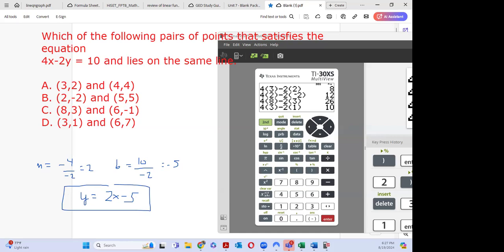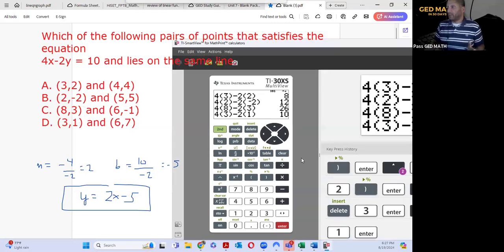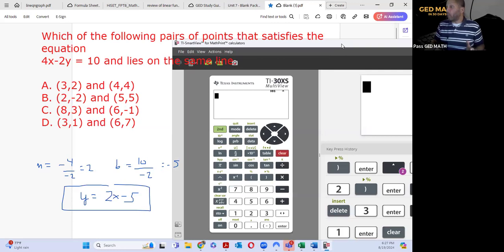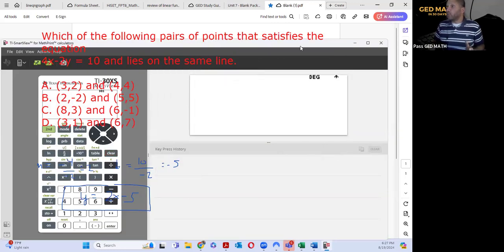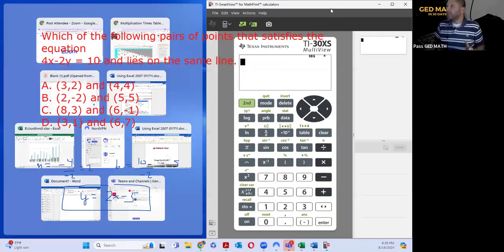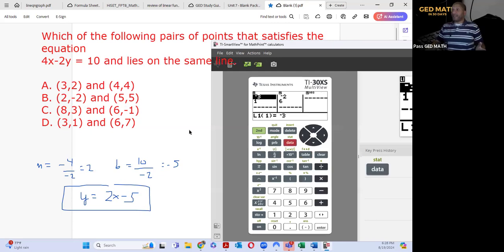Then another way you could have done this is to go to your calculator. Watch this. This is easy money. So I just showed you 3 different ways to do this problem. If you looked in my ebook, if you get 2 points, you should know how to get the equation of a line. Data, put my 2x.